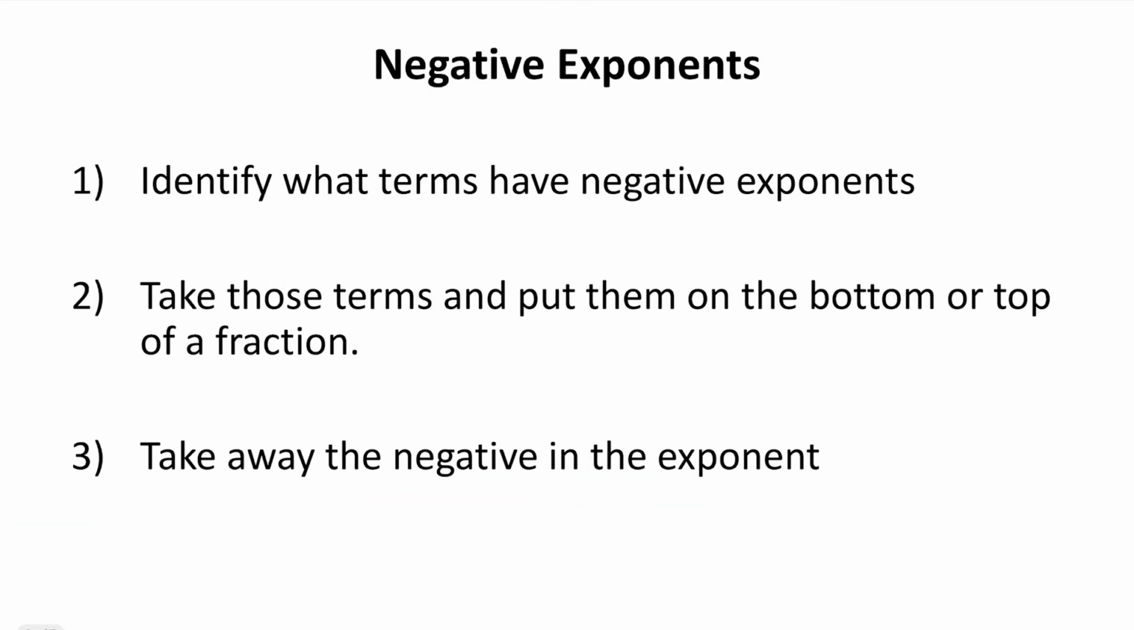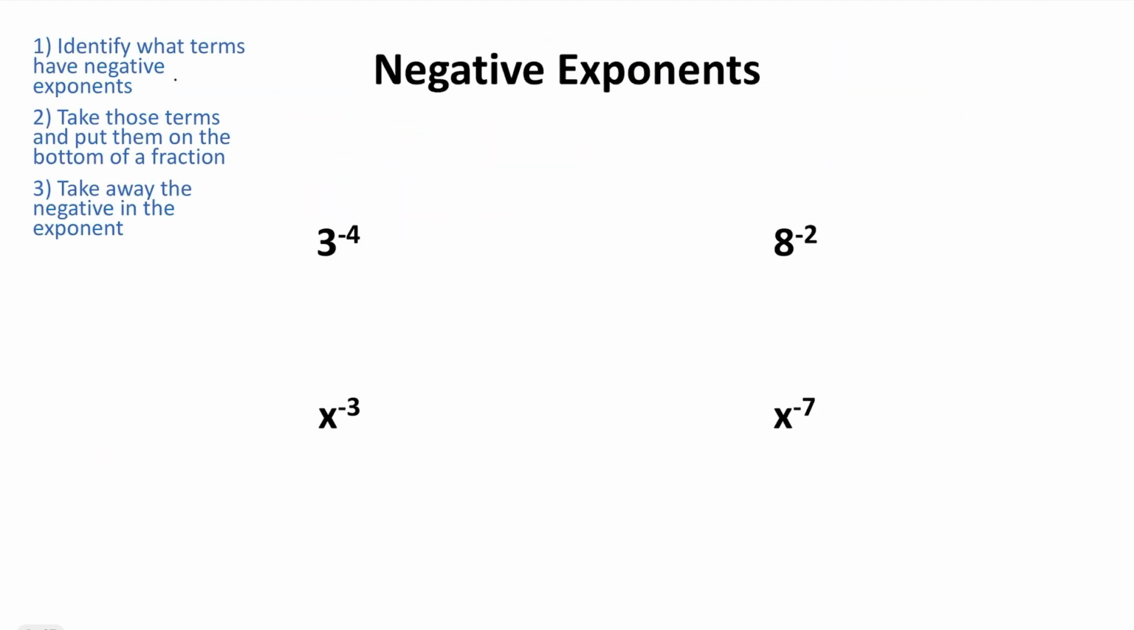Let's look at some examples. Negative exponents, here's the steps, okay? Identify the negative exponents, the terms with those. Take those terms and you either move them to the bottom or the top. You're going to move them to the opposite side of where they are on the fraction. It's going to go up or down. And then you take away the negative, or you just make them positive. I'll show you what that looks like, okay?